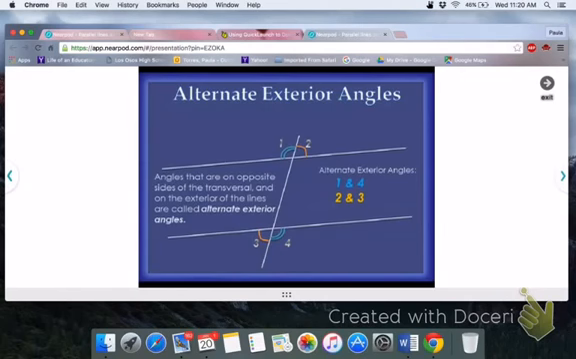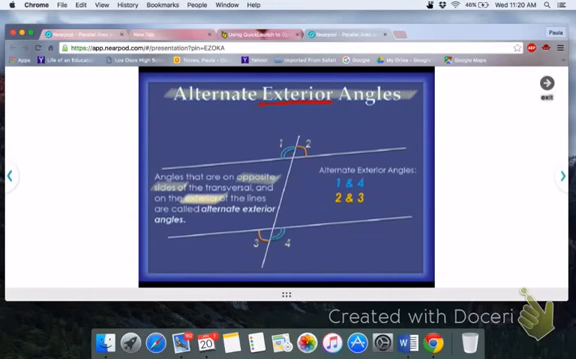So another fancy pair of angles are called alternate exterior. Now remember, exterior meant it was outside the lines. So if you notice here in the diagram, 1, 2, 3, and 4 are my exterior angles. Now alternate simply means they're on opposite sides of the transversal. So opposite sides of the transversal, and then they have to be exterior. That's why exterior is in the name.